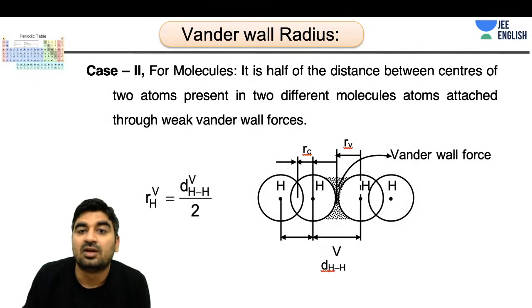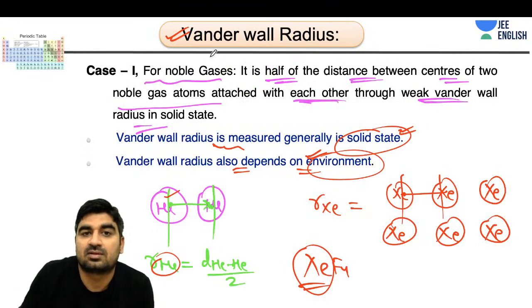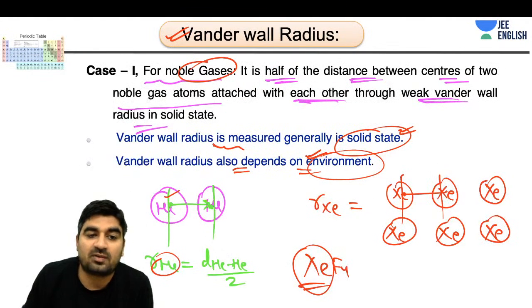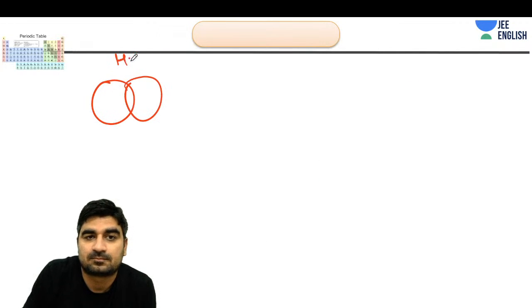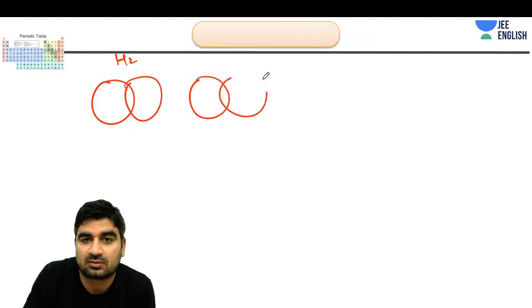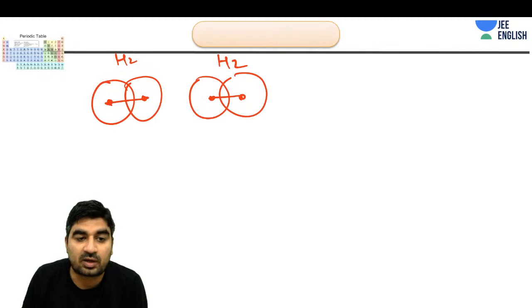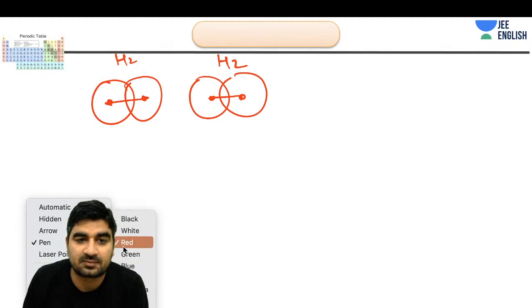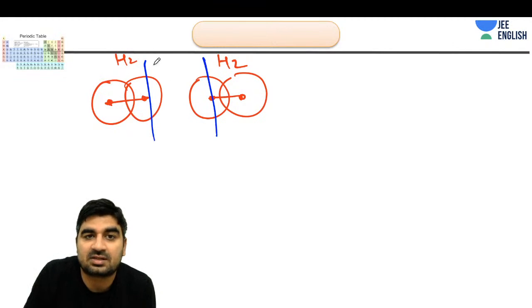Got it? Now, this was the van der Waals radius for atoms, for noble gases. Now, if I talk about molecules, suppose we have H2. We have one more H2. These are the radius formed by overlapping. So I will call it covalent radius. But here, this distance, yes, this one.